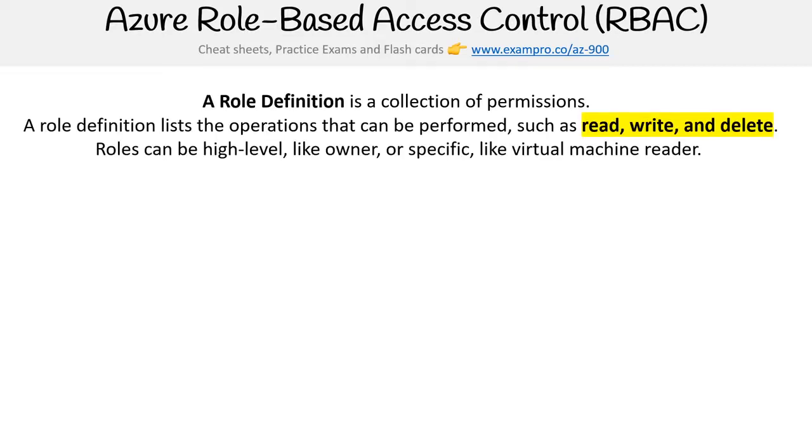Now looking at a role definition. A role definition is a collection of permissions. Remember when we were talking about a policy earlier, this is where that comes in, because policies are permissions. A role definition lists the operations that can be performed, such as read, write, and delete. Roles can be high level, like owner, or specific, like virtual machine reader.